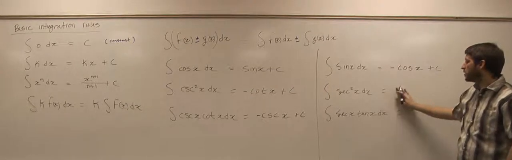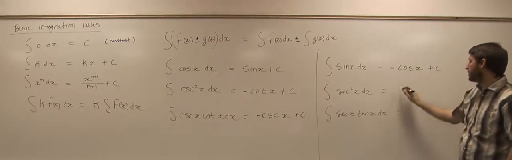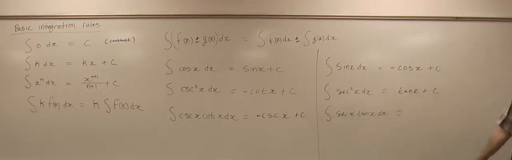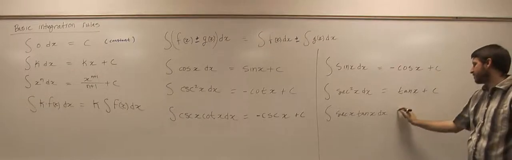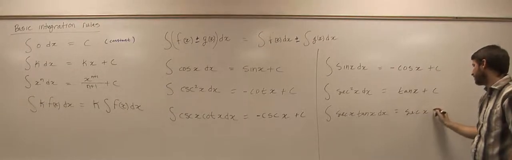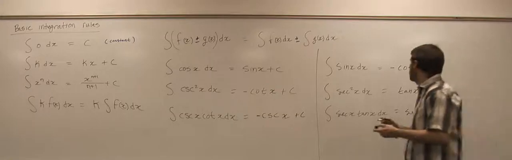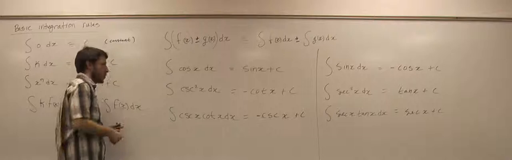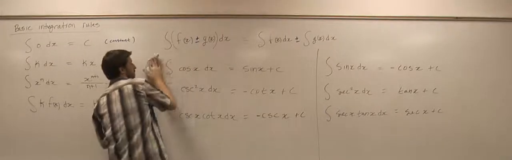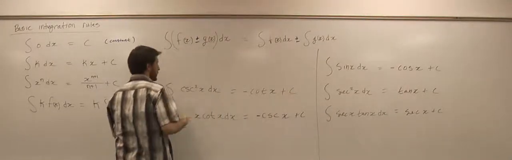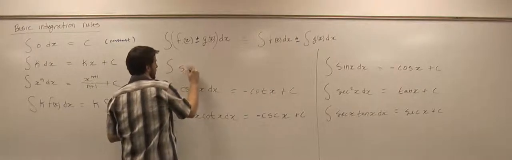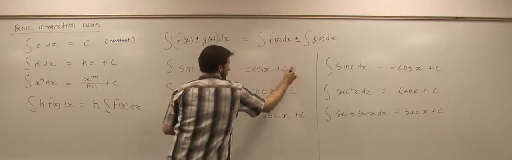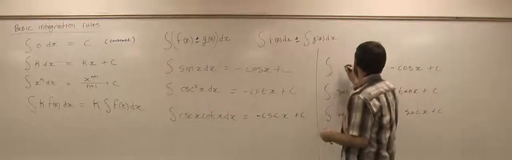And then, what do you take the derivative of to get secant squared? Tan. And that one's okay, there's no negatives. What do you take the derivative of to get secant tangent? Secant. So I probably should have switched these so that you get all negative answers on one side and all positive answers on the other. Sine x dx. Negative cos x. And the integral of cos x.